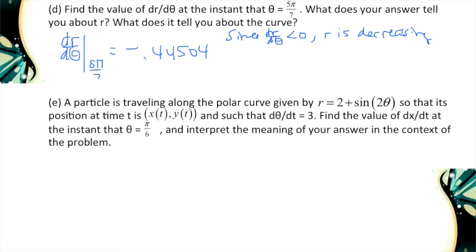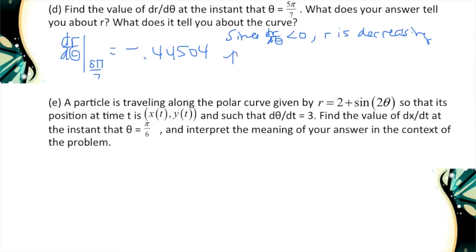Now the next question, what does it tell you about the curve, is a little more intense. It's like, well, you just asked us what does it tell you about r? What does it tell you about the curve? So what they're really wanting is for you to describe the curve in relation to the pole or the origin. What is it doing? Is it getting closer to the pole or is it getting farther away from the pole? And since r is decreasing, the curve is getting closer to the pole, and that's really what they're asking. It's kind of a code. It doesn't say anything about what its orientation is to the pole, but that's exactly what they want to know.